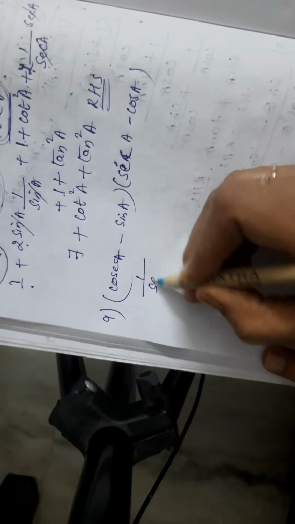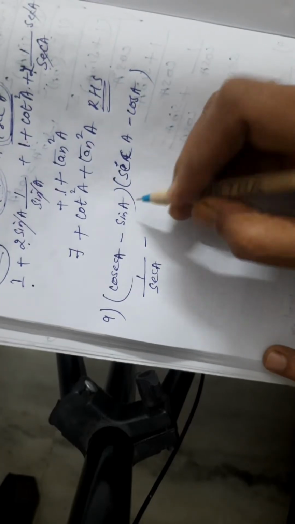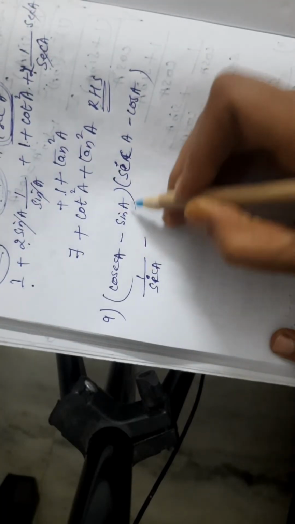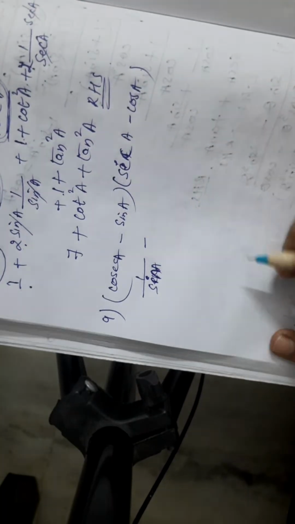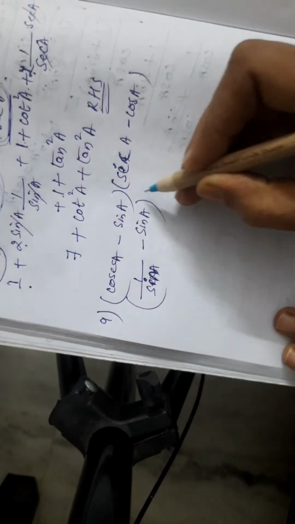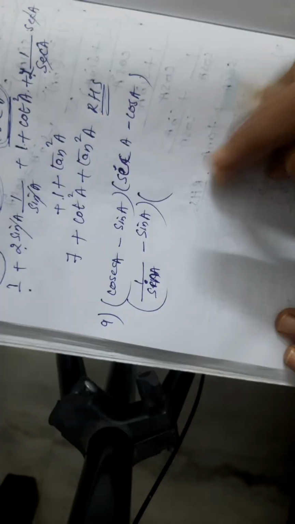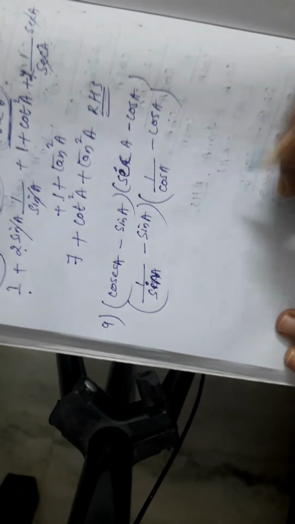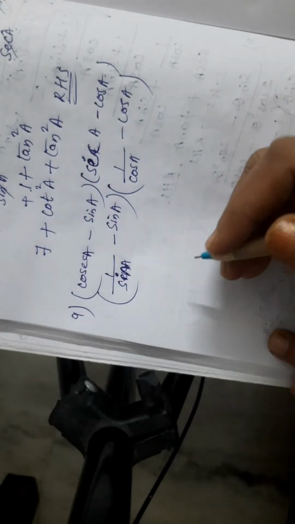Cosec we can replace as 1 upon sine. Sorry, cosec is 1 upon sine A. Whenever you get confused, that will provide a hint to you. In the same way, sec is 1 upon cos. Now we'll take the LCM.